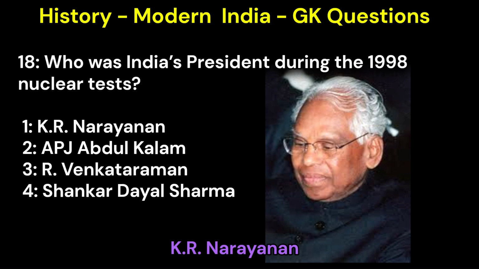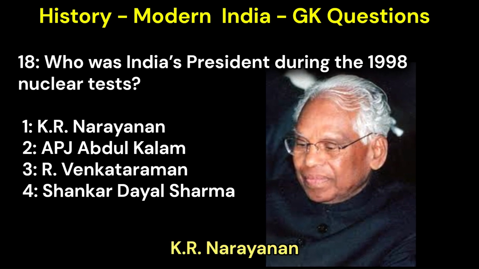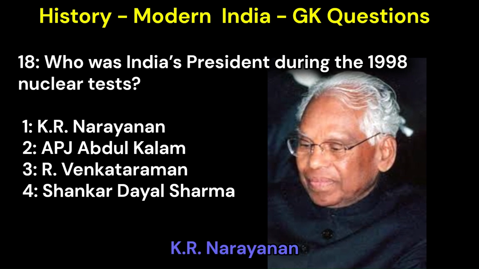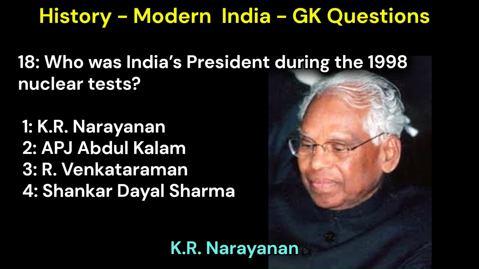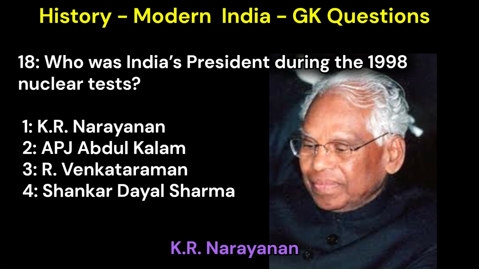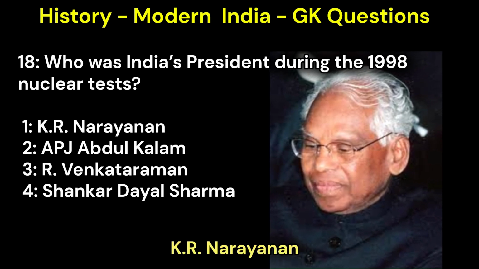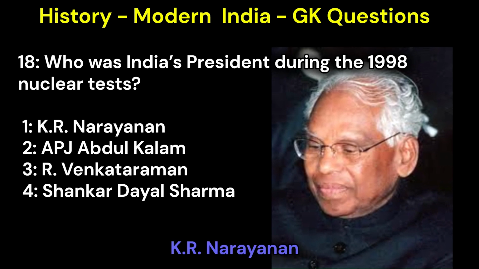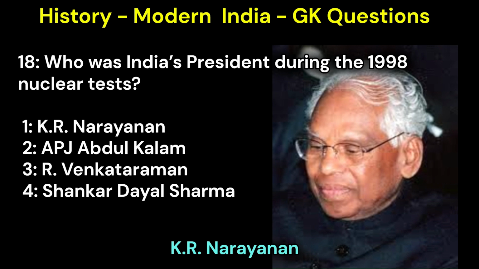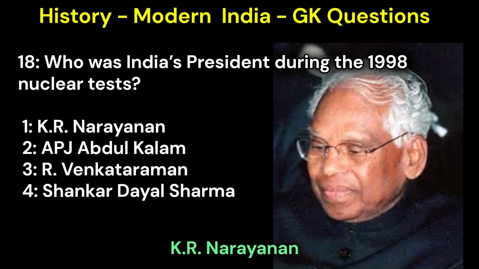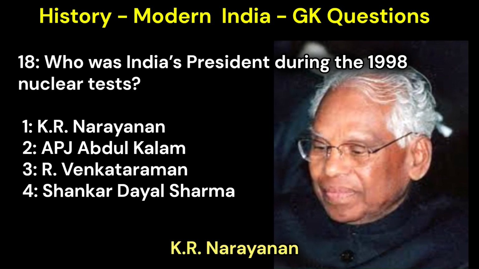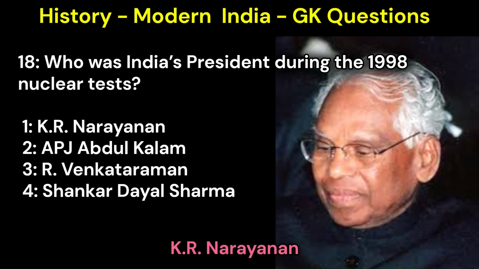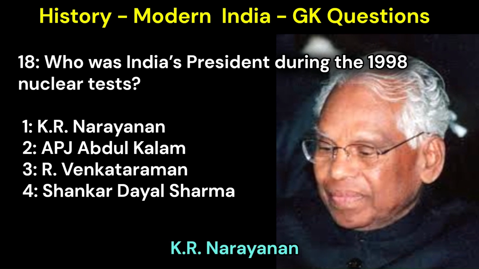Explanation: K.R. Narayanan was India's president from 25th July 1997 to 25th July 2002, during the 1998 Pokhran nuclear tests. A diplomat and scholar, he supported the tests under PM Vajpayee, reinforcing India's sovereignty amid global criticism. Narayanan, the first Dalit president, played a largely ceremonial role but was vocal on social justice, making his tenure notable beyond the nuclear milestone.